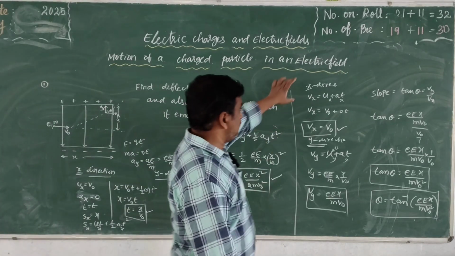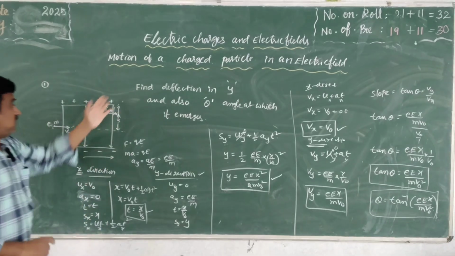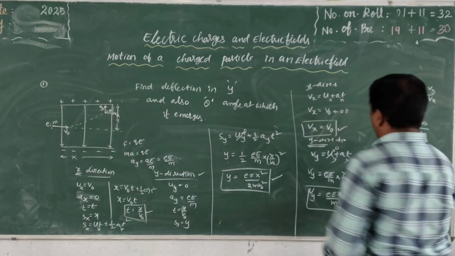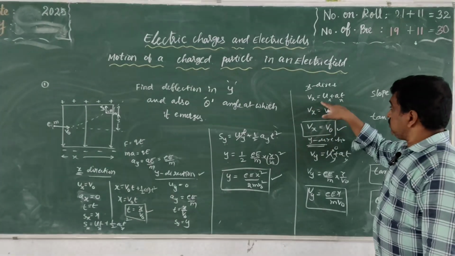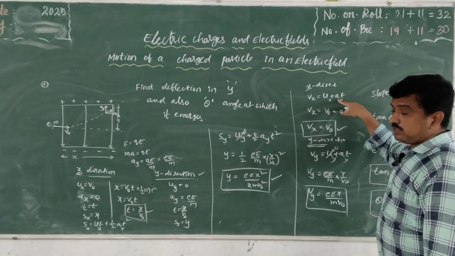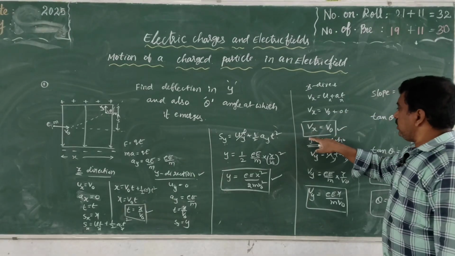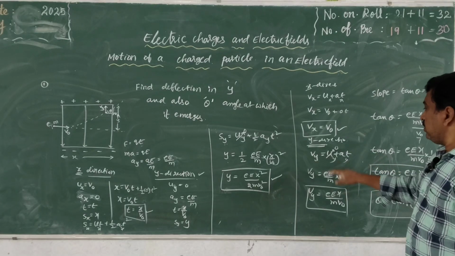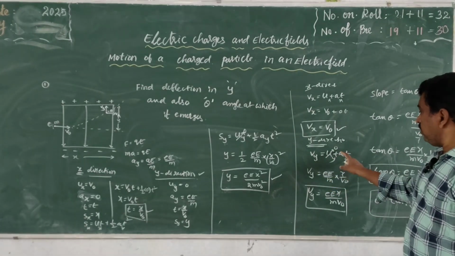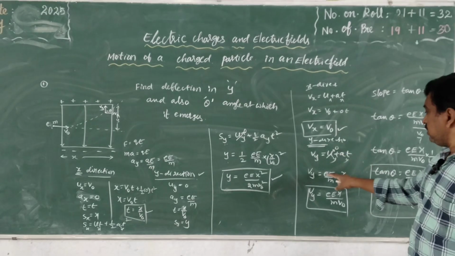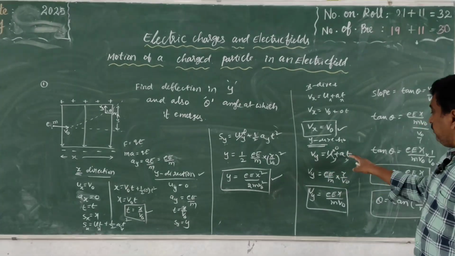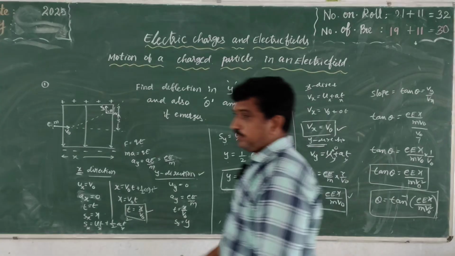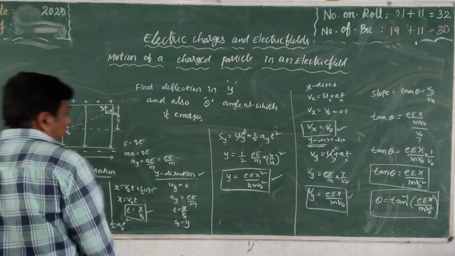Now we find out theta, the angle at which it emerges. For that, in the x direction, Vx equals Ux plus At. Ux is v naught, and the acceleration along the x axis is 0, so Vx equals v naught. Along the y axis, Vy equals Uy plus Ay t. Uy is 0, the acceleration along the y axis is eE by m, and t is x by v naught. So Vy equals eE x by m v naught. This is the final velocity along the y axis.